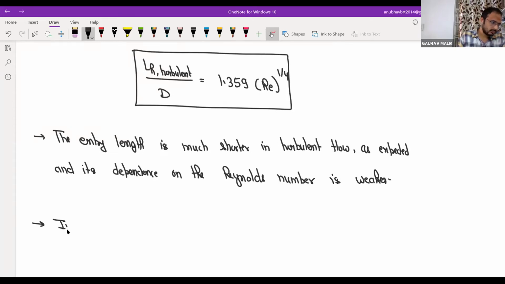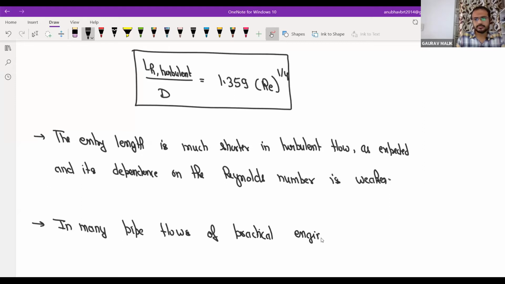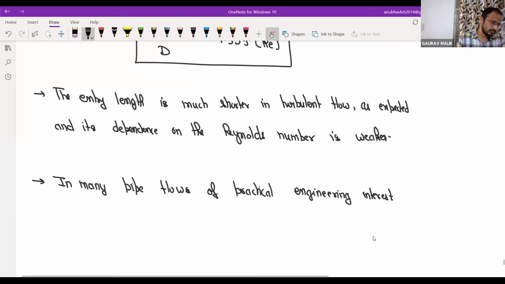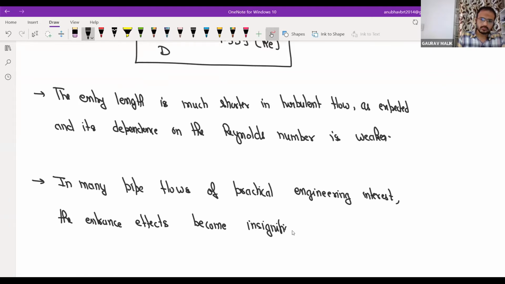Next point. In many pipe flows of practical engineering interest, the entrance effects become insignificant beyond a pipe length of about 10 diameters.